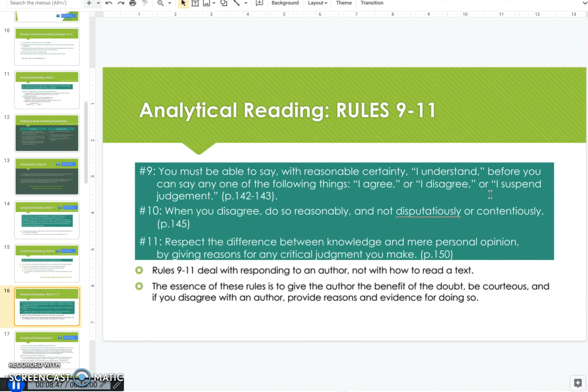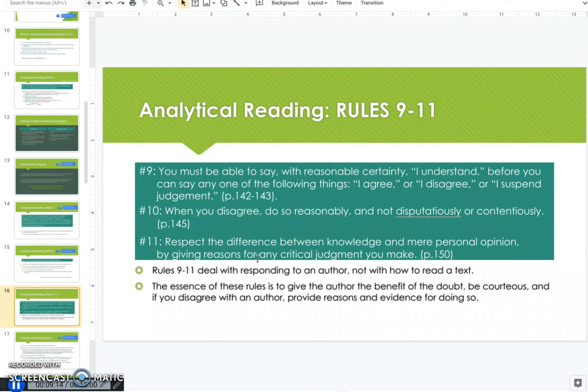Okay, so you first must understand what the author is saying and what his or her arguments are. For number 10, when you disagree, do so reasonably and not disputatiously or contentiously. So basically, this is just saying don't be unreasonable with it, right? Maybe confine your disagreement to what is actually written in the article and not some other aspect of the author or the topic that was not addressed in the article.